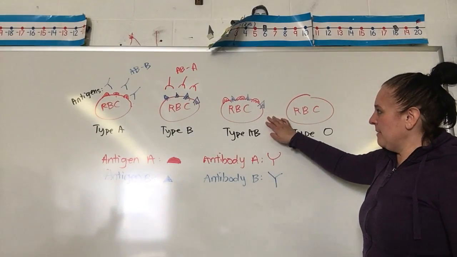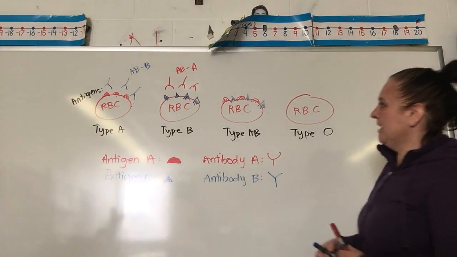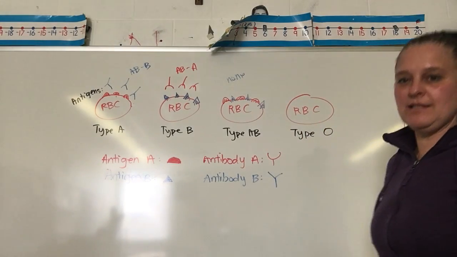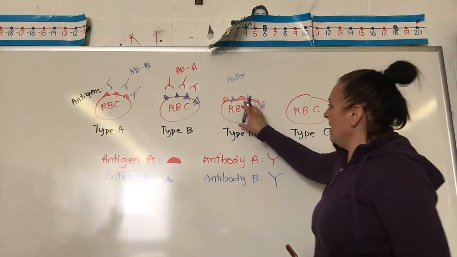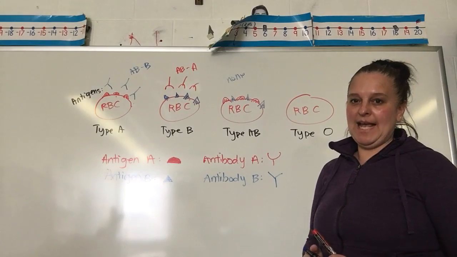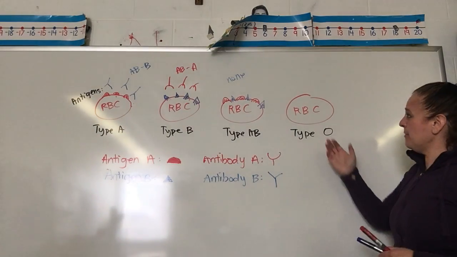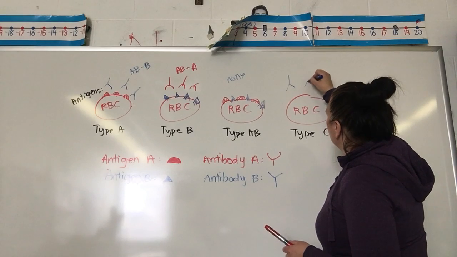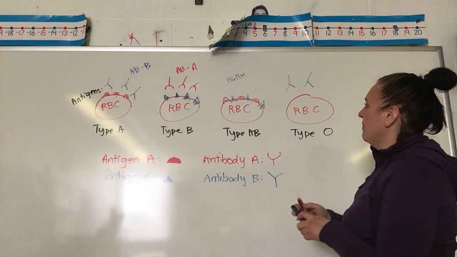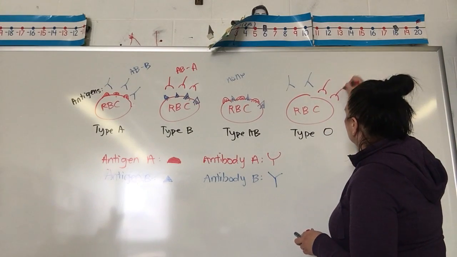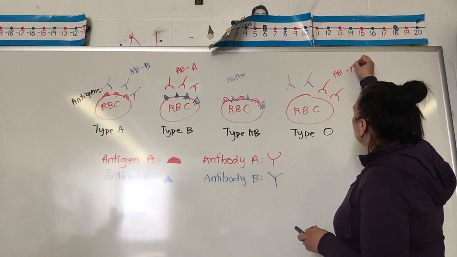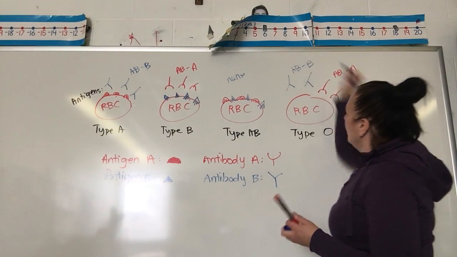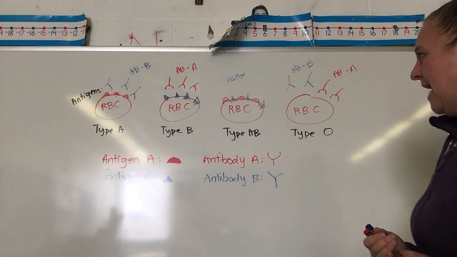If you have type AB blood, well, you can't have any antibodies, because both of these shapes would attack part of your blood cells, and that would be bad. So because you have both antigens, you can't have any antibodies. Then if you're type O, you have no antigen, so there's nothing to attack, so that's why people with type O blood have both antibodies. So you have some antibody A's, and you can have antibody B. You have no antigens, so the antibodies have nothing to attack.